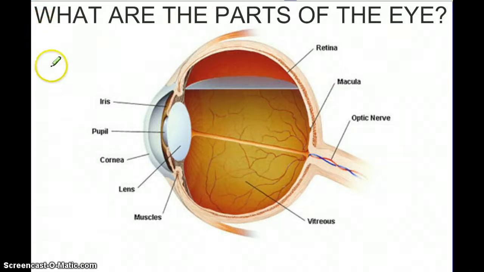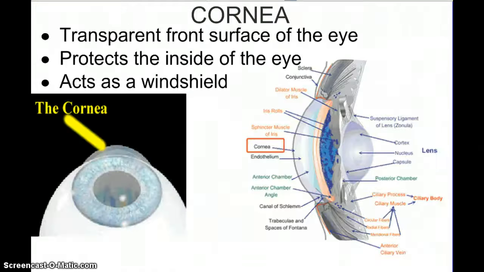So parts of the eye that we're going to look at. We're going to look at pupil. We're going to look at iris. We're going to look at cornea, lens, and retina and optic nerve. These are really the parts that we are going to know so that we can understand how we see objects and how light is interacting with them.